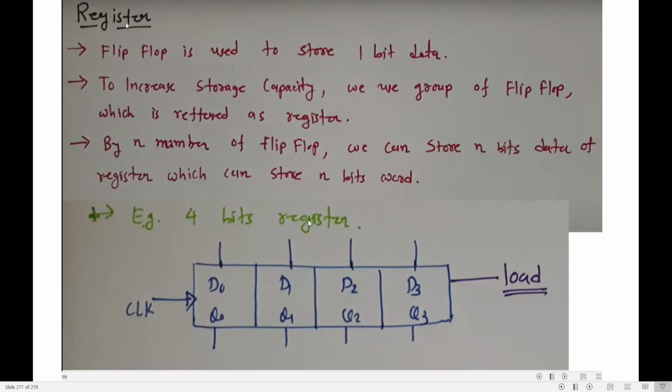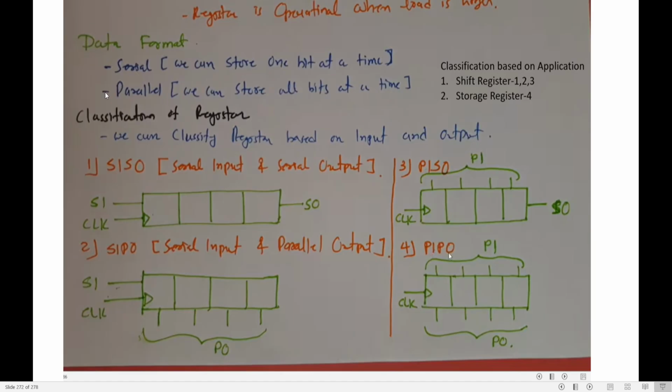Now, how am I going to feed the data? I can feed it serially or in parallel. What is serial? If I store data in a flip-flop one at a time, then I call it serial. If I store all the data, all bits, at the same time, then I call it parallel. What is serial loading? Store the data one bit at a time. Then it is called serial. What is parallel? Load the data in parallel, all bits.